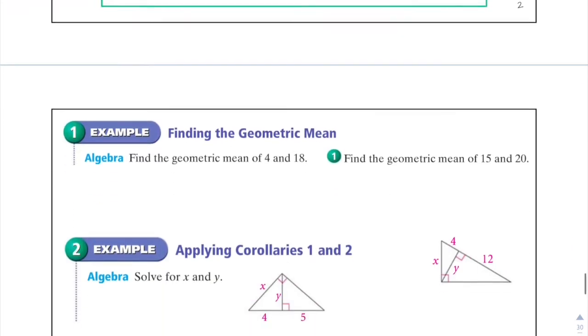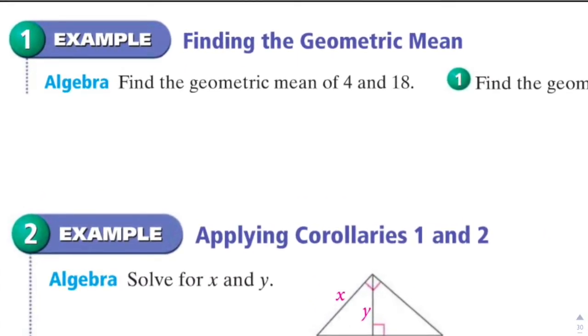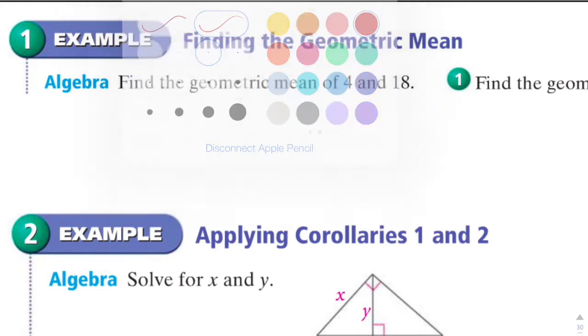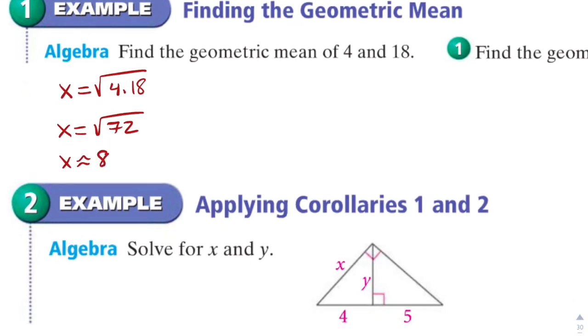So in number 1, it just says find the geometric mean of 4 and 18. When we go to find the geometric mean, we're going to say x equals the square root of 4 times 18. All right, so x equals the square root of 72, which is approximately 8.485. So we're going to say about 8.5.